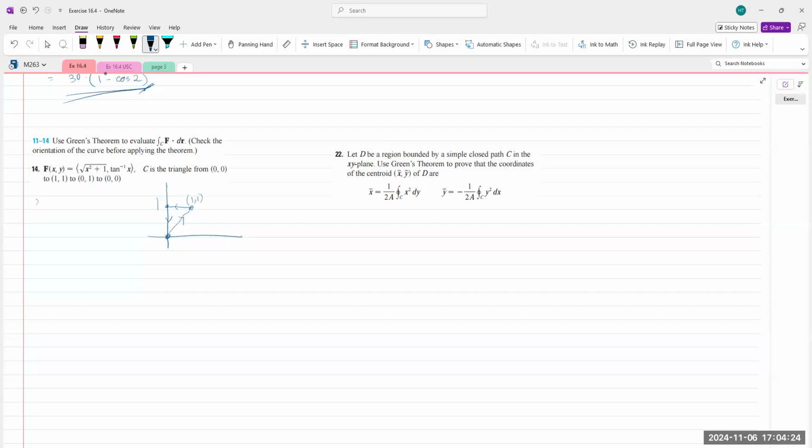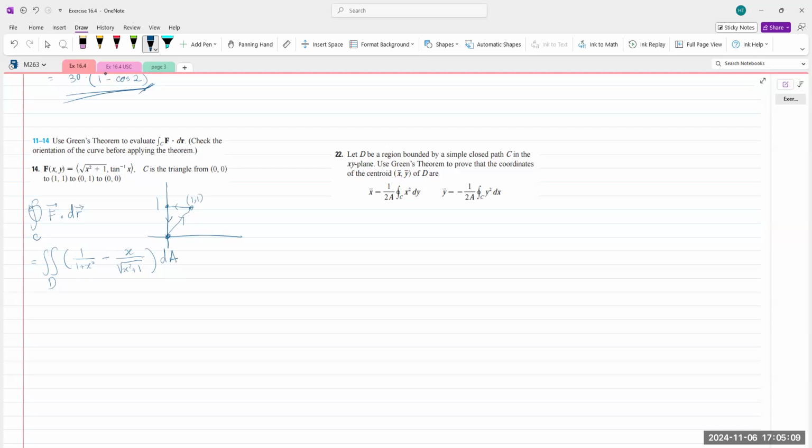Okay, so the integral over closed curve C of F dot dr is equal to the double integral over region D of Q sub x minus P sub y. What is the derivative of tangent inverse x? 1 over 1 plus x squared. Minus the derivative of that, which is x over square root of x squared plus 1, dA.